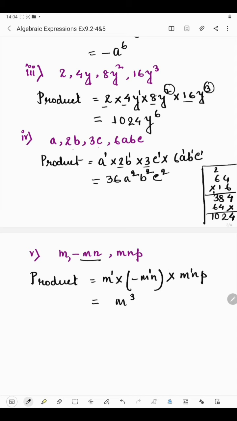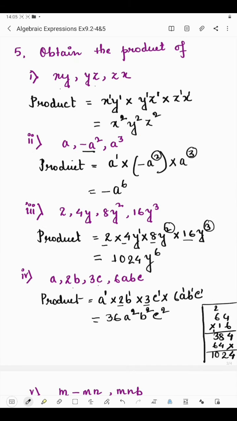Okay. Now how many times is n present? 1, 2. So it will be n square, and p is present only one time, so it's p. And since a minus sign is present in front, the answer of the last part will be minus m cube n square p. So this way we will have to find the product of the monomials.